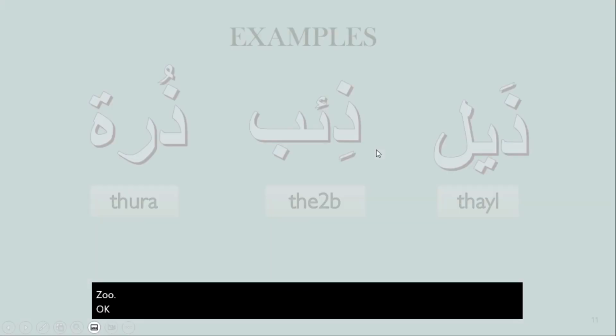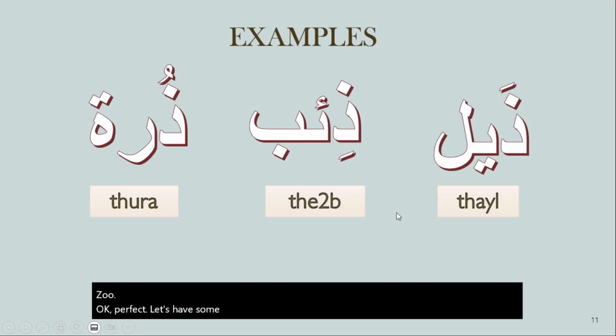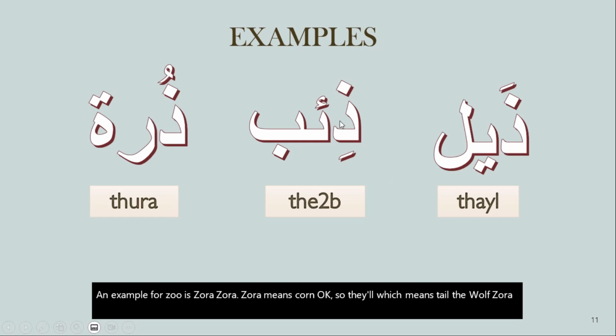Okay, perfect. Let's have some examples with حرف الذال with different حركات. An example for ذا is ذيل. An example for ذي is ذئب. ذئب means wolf. An example for ذو is ذرة. ذرة means corn. Okay, so ذيل, which means tail, ذئب, wolf, ذرة, corn.